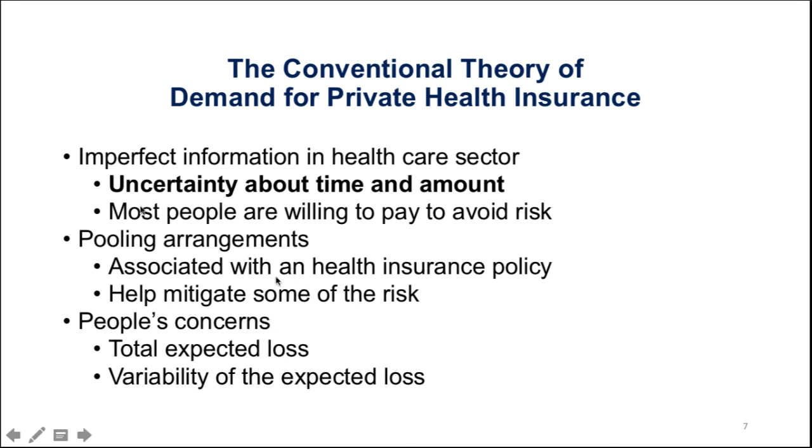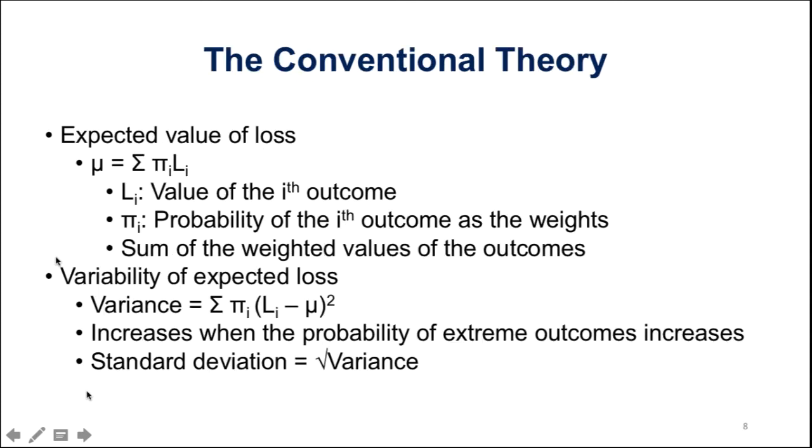This helps to mitigate some of the risk. So people are concerned about the total expected loss, and even more, they are concerned about the variability of the expected loss. So they want to decrease this variability. For example, if your income is 100,000 when you're healthy, and it is 50,000 when you're sick, they want to decrease that variability and get an average, which makes them feel more secure. So let's see how we can estimate this variability, and how we can decrease it by getting into the pooling arrangement.